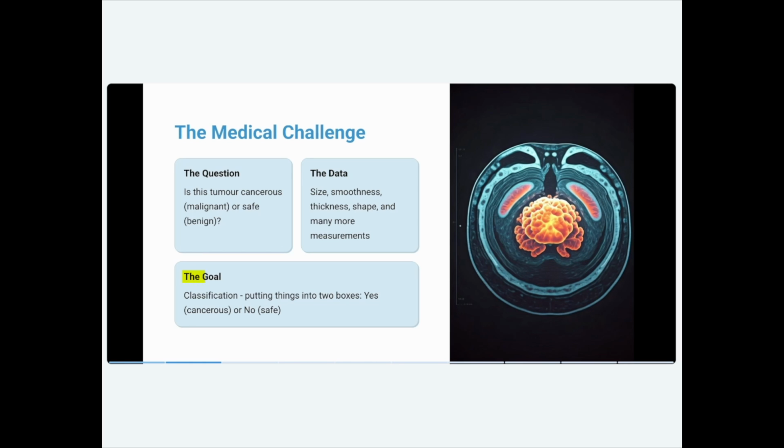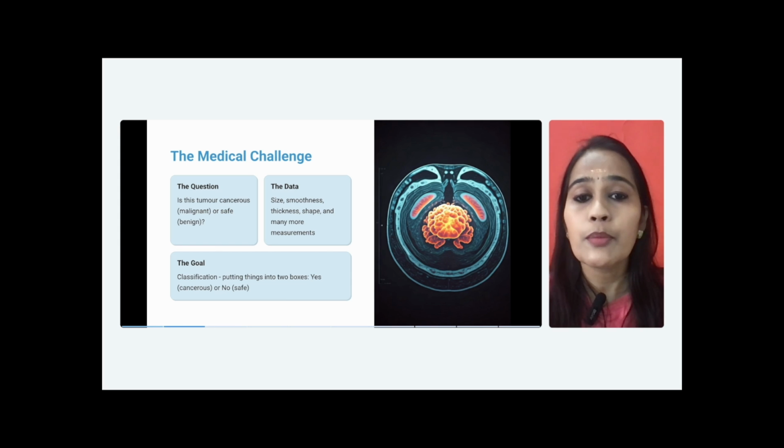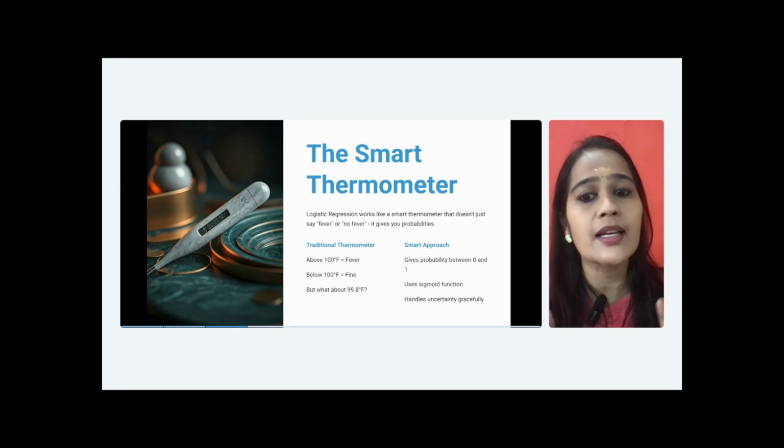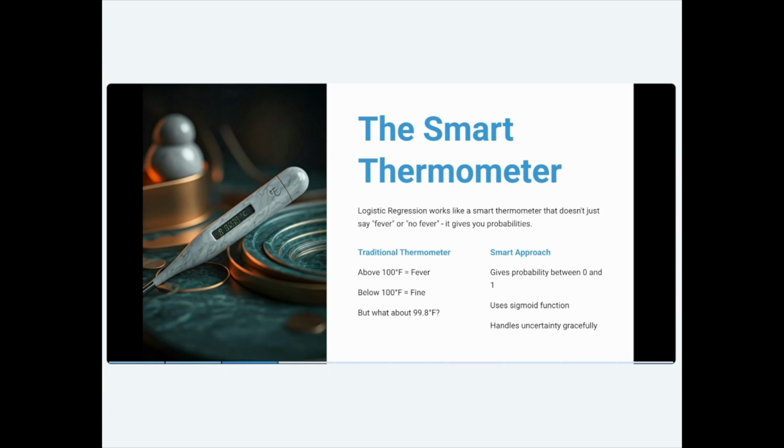Now, the machine learning model's job is to look at these measurements and answer, yes, it is cancerous, or no, it is safe. This is called classification, putting things into two different boxes. Logistic regression is like a smart thermometer. A thermometer measures temperature and tells you if it is above 100 degrees Fahrenheit, you might have a fever. If it is below, you're fine. But in real life, it's not always that clear. What if it's 99.8 degrees Fahrenheit? That's almost fever. Maybe, maybe not.